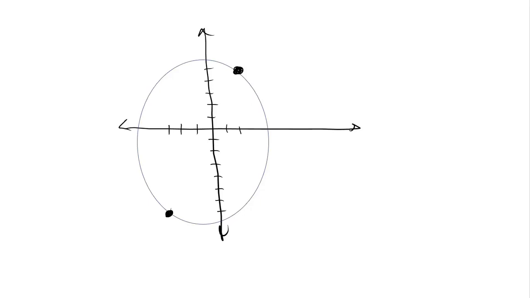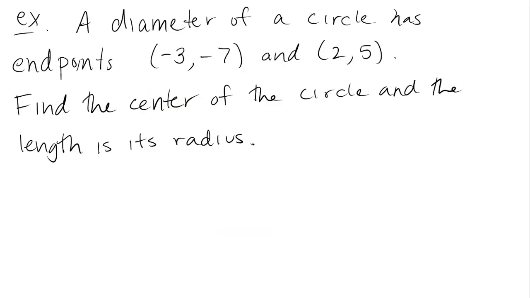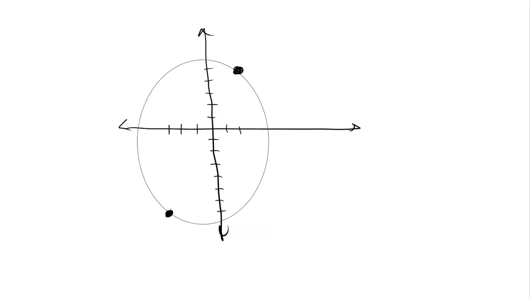I've plotted the 2 points we were given. Negative 3, negative 7 would be in the third quadrant because both of its coordinates are negative. So this is the point negative 3, negative 7 down here. Let me label it. The other point we were given was 2, 5. That would be in the first quadrant. Let me label it as well.